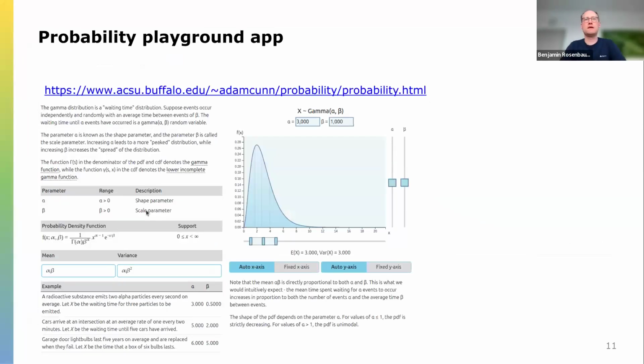There's another tool that gives you a bit more information, but you can also play around with this if you want to. But in general, in practice, there's often only a couple of distributions you need to know for choosing priors.